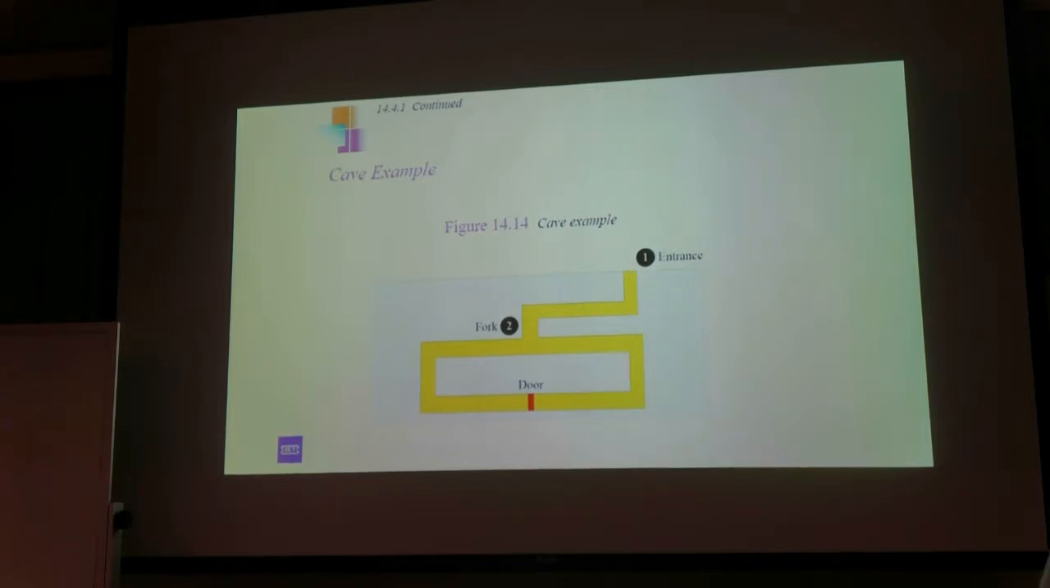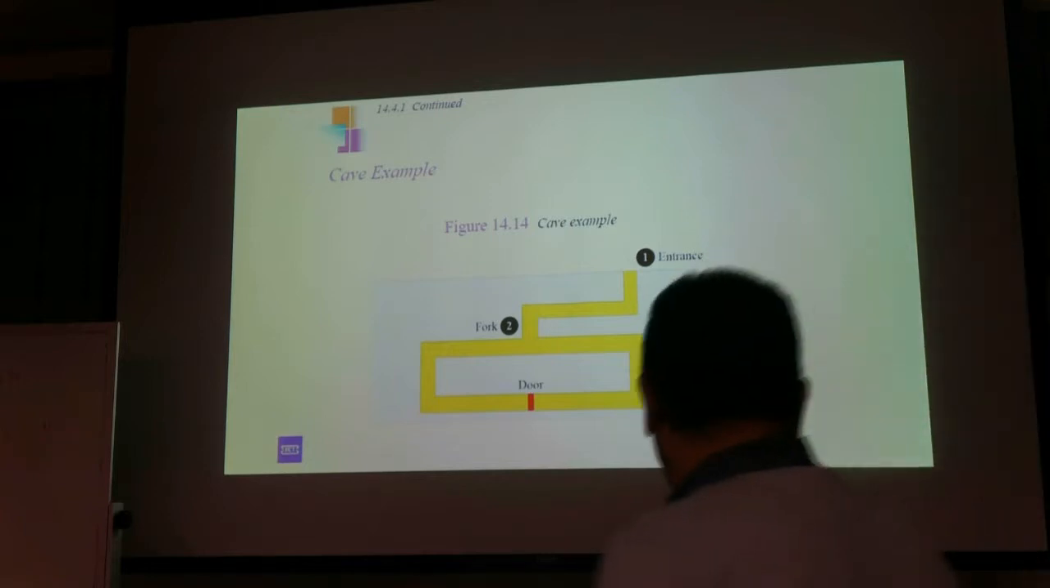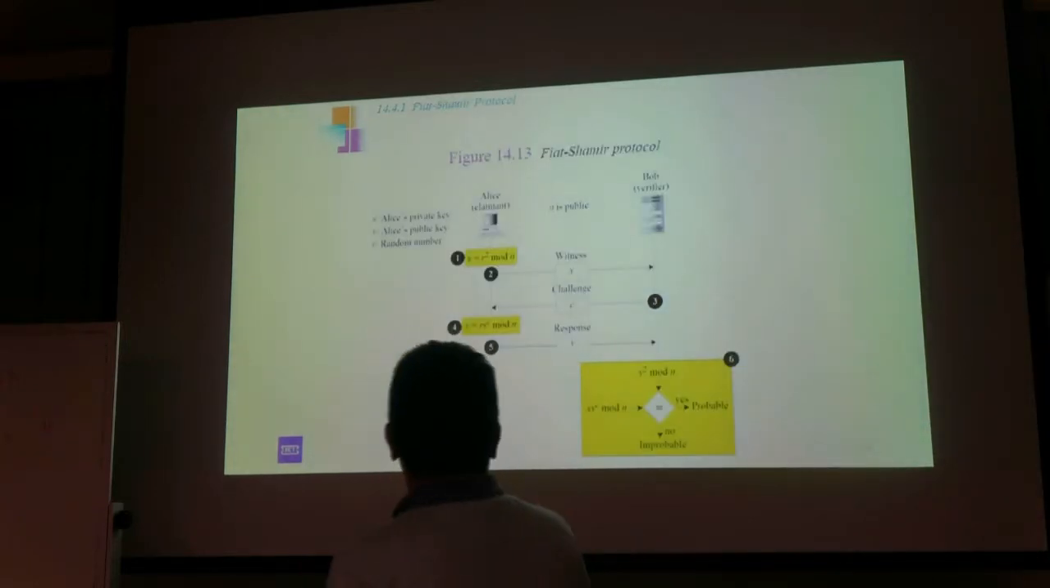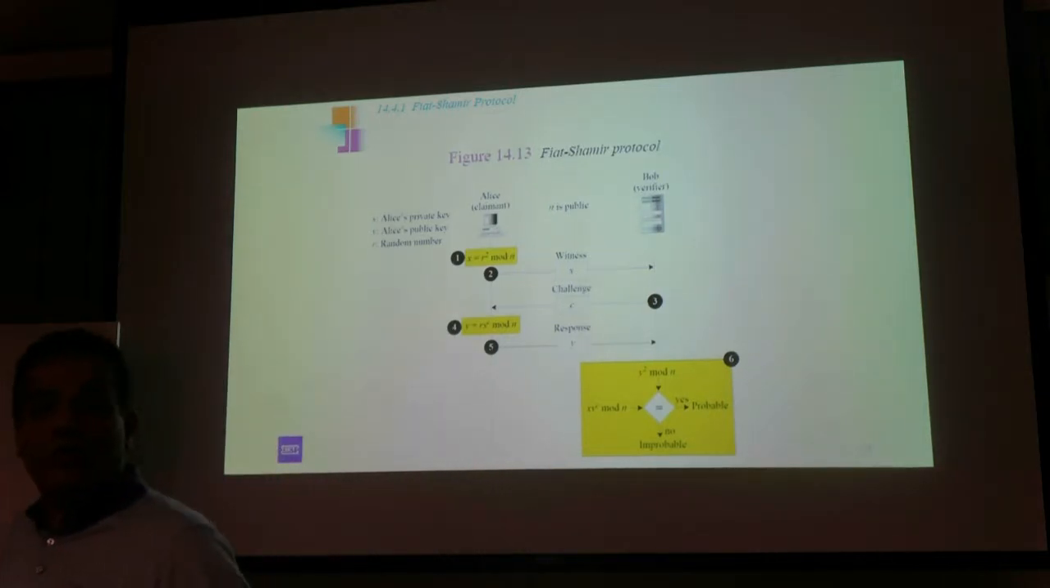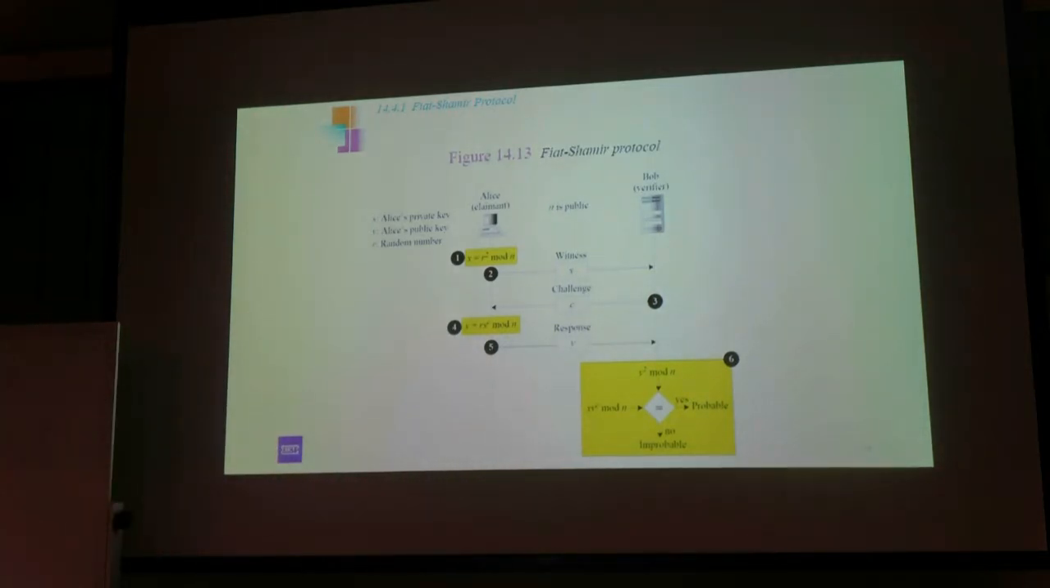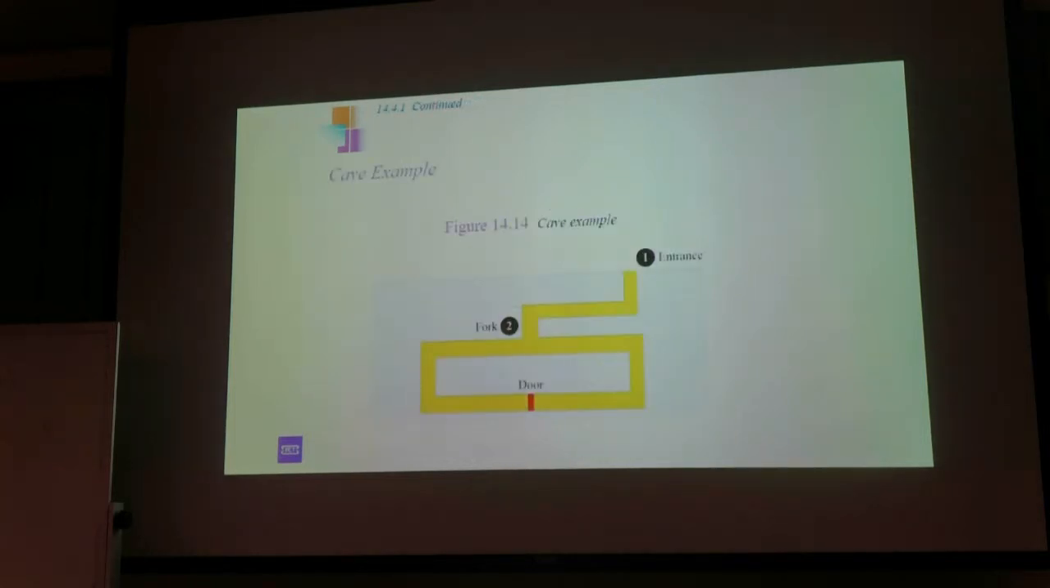So what is the chance that Alice will be lucky, that Bob asks come from right and she's at the right? 0.5. So that's why, as we said in the previous one, this iteration happens multiple times to make sure the verification is correct. That's just an example of what's happening. Clear?